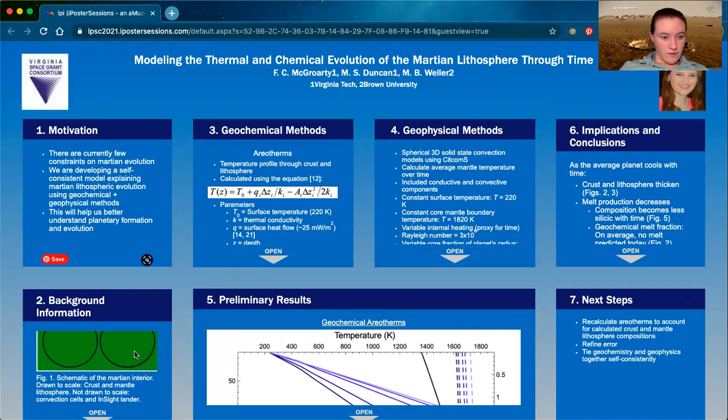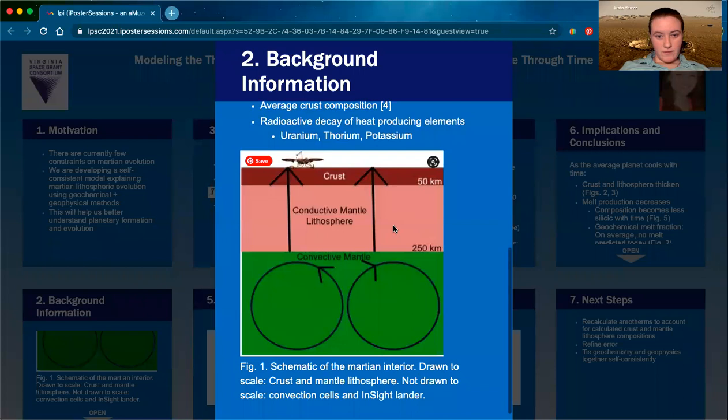This right here, figure 1, is a schematic of the Martian interior. We know that the crust is 50 kilometers thick on average, and we know this because we can measure the gravity in a specific area from orbit. From those studies, we found that the crust ranges from 3 kilometers thick to over 100 kilometers thick, but on average, it's 50 kilometers thick.